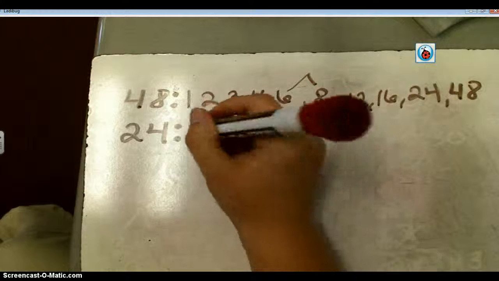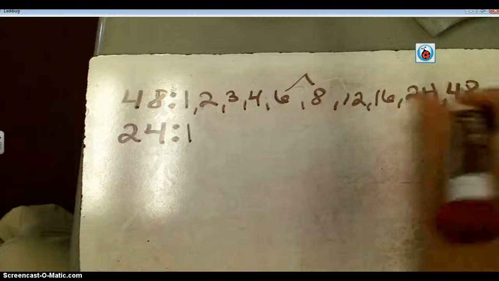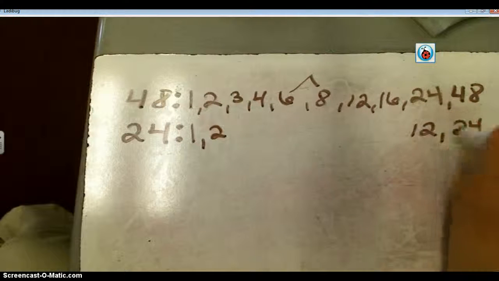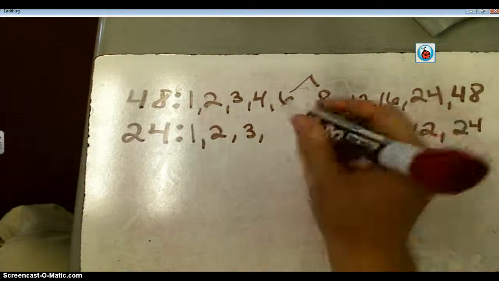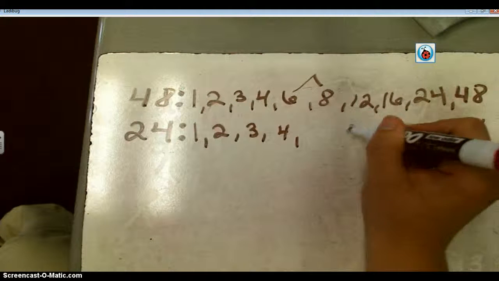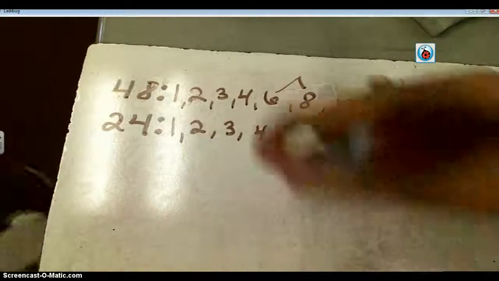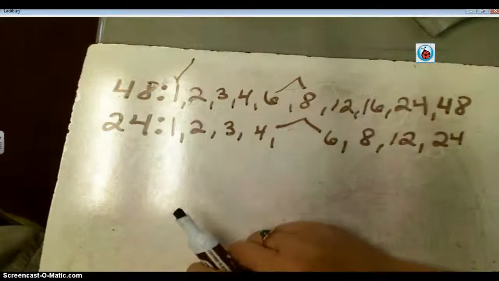Perfect. Okay, so 24, what number do we start with? 1 times 24. You guys are so good at this. Then what? 2 times 12. Then what? 3 times 8. 4 times 6. And then we stop at 4 and 6. So let's go through. Alright, Ella's already showing us. We've always got 1 in common, right?